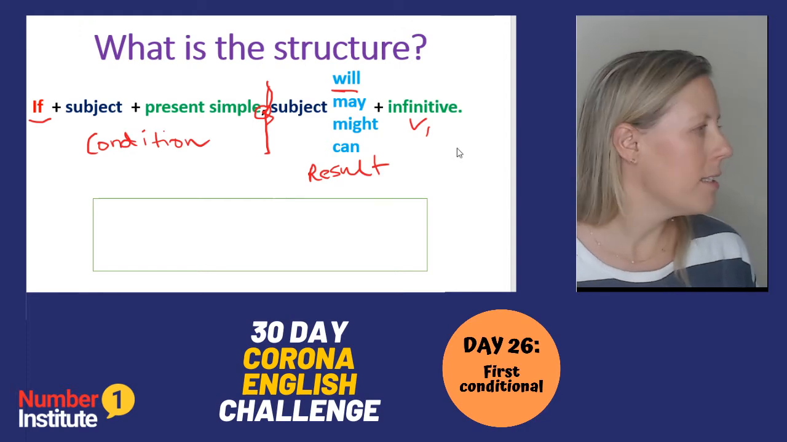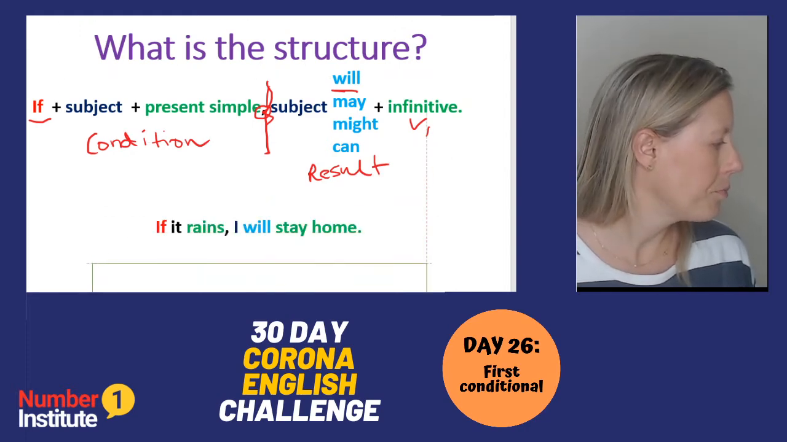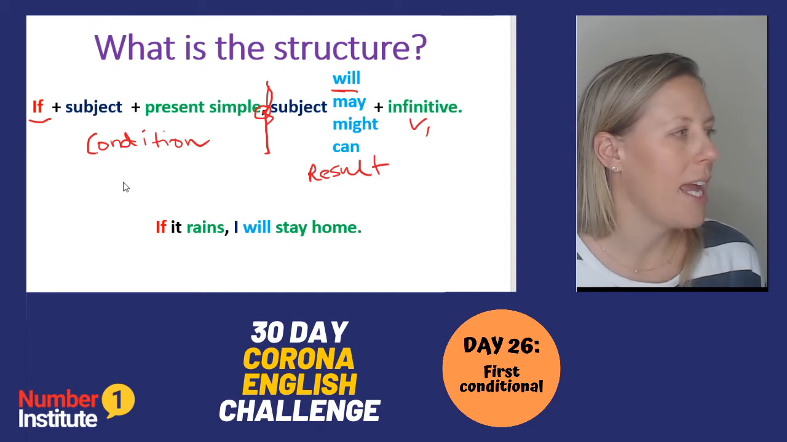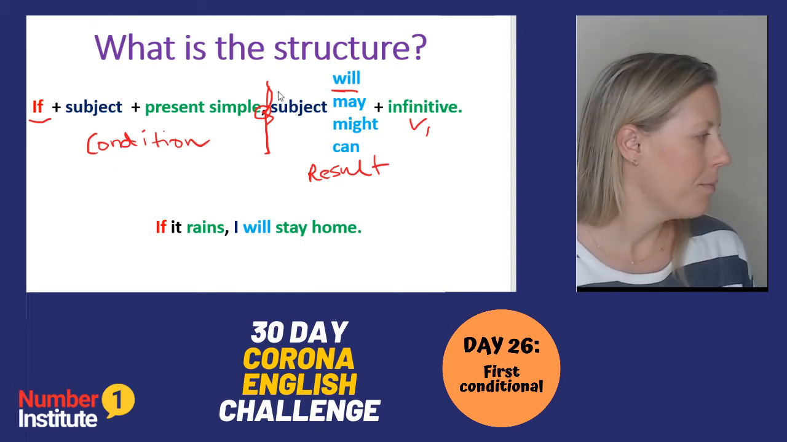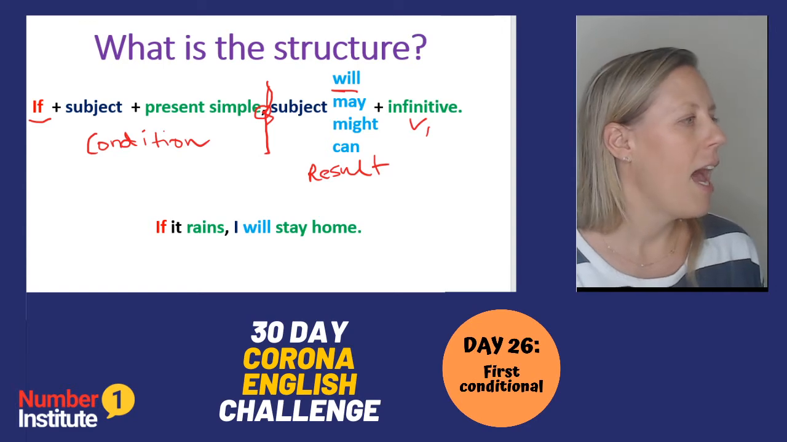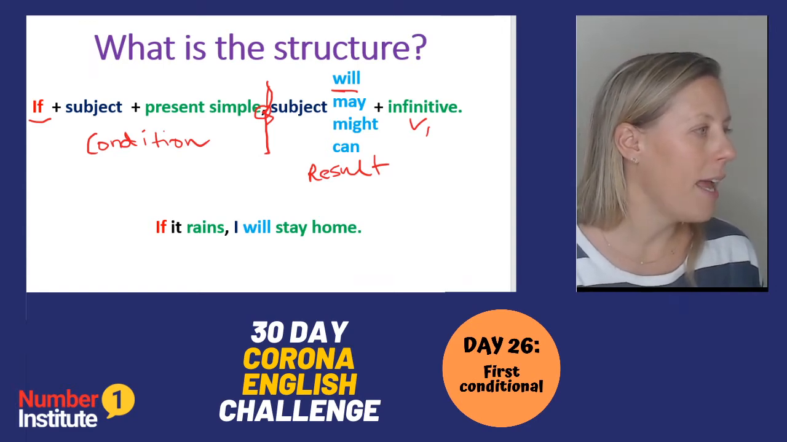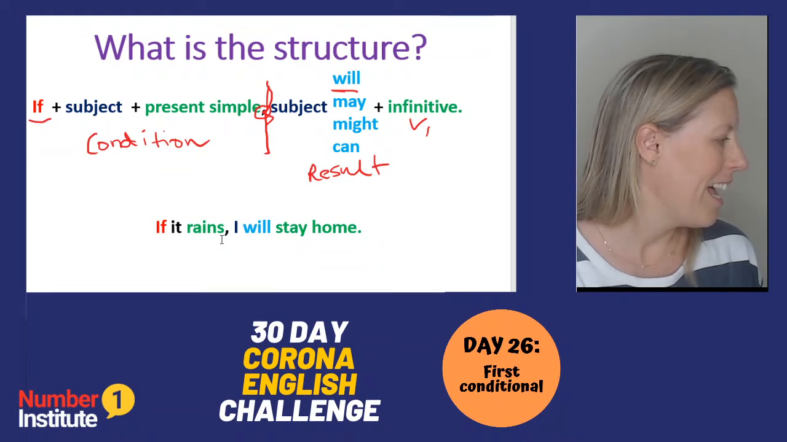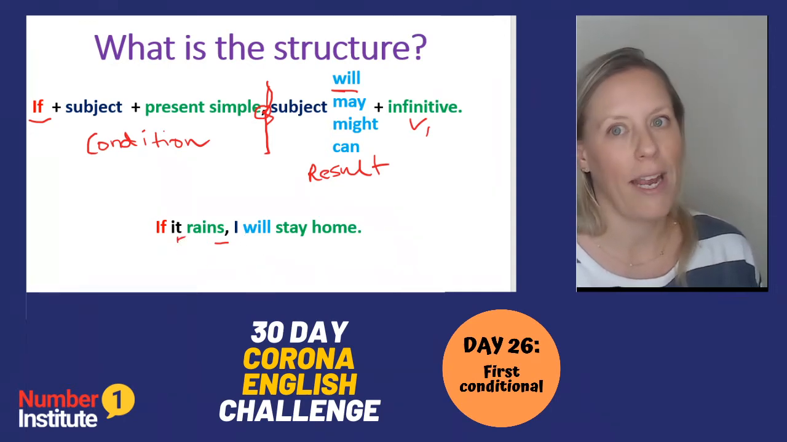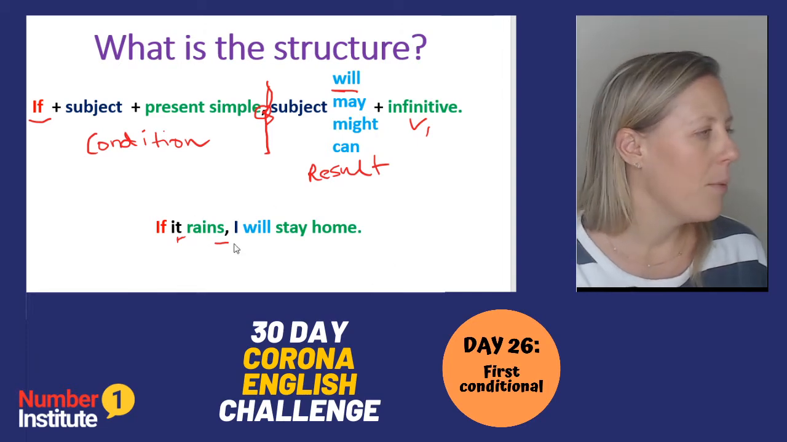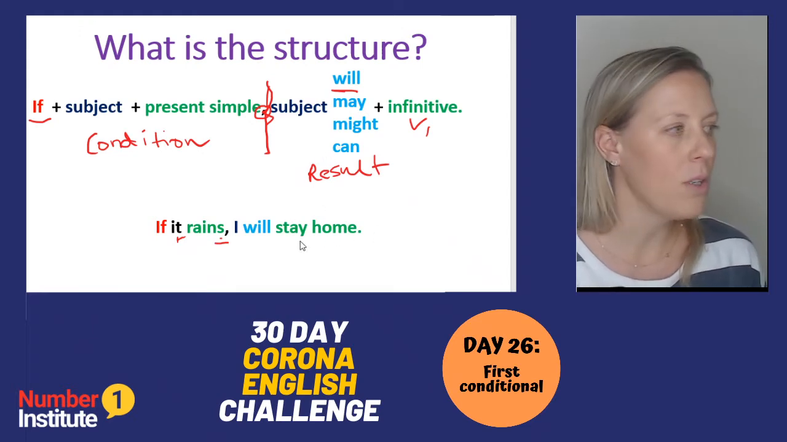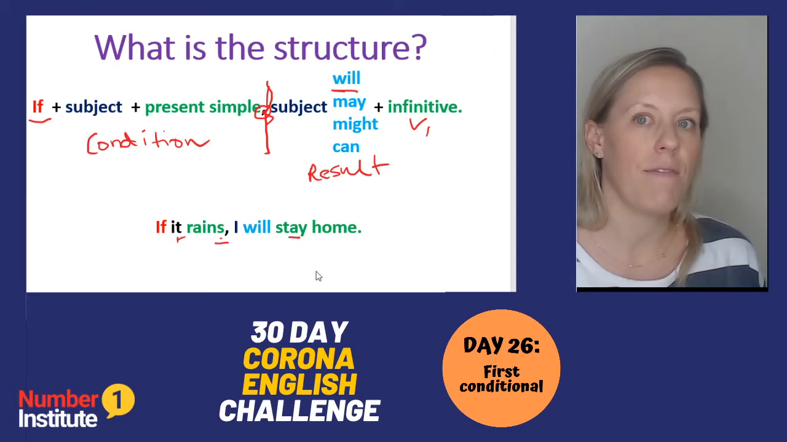Okay, so let's look at an example. I'll just delete that. If it rains, I will stay home. So we've got the if, we've got the subject, it, which is kind of like the weather in this case. And then we've got present simple. Of course, we've got S here, which matches the subject. It rains. If it rains. We've got the comma. And then we've got I will stay home. I will, and then stay is the infinitive.